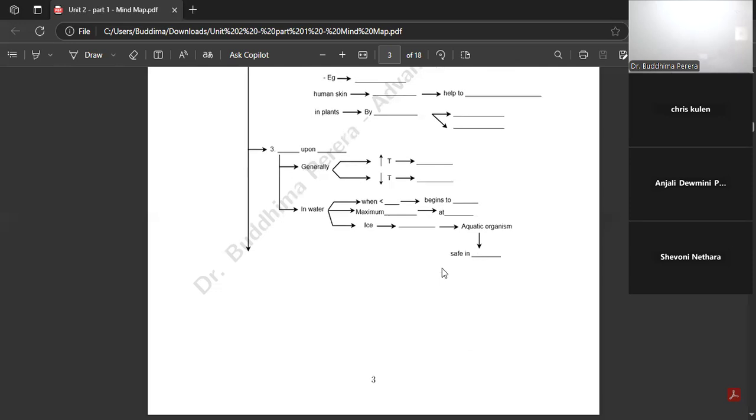The third one is expansion upon freezing. Generally, when temperature increases, density reduces.